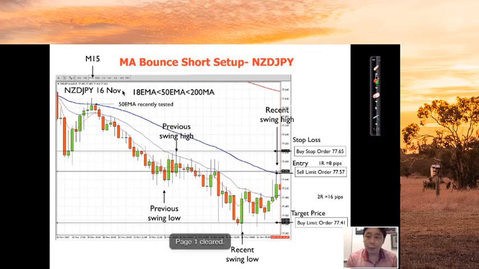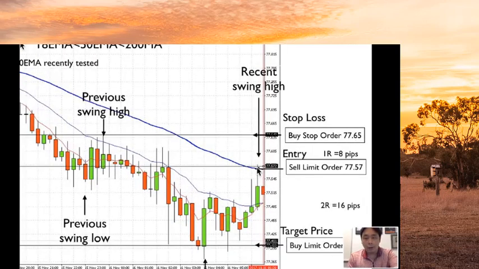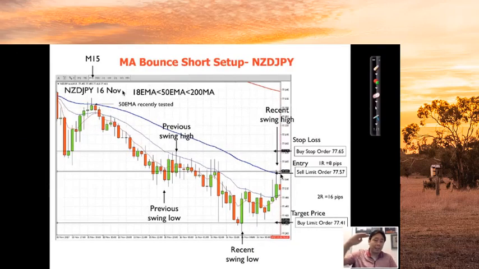So because of that, we are placing our sell order right at the 50 moving average. So it's a sell limit order at 77.57. Again, as we're placing the sell order, the price is still going up. All right, and we want it to hit 77.57, fill the order, and go back down again.